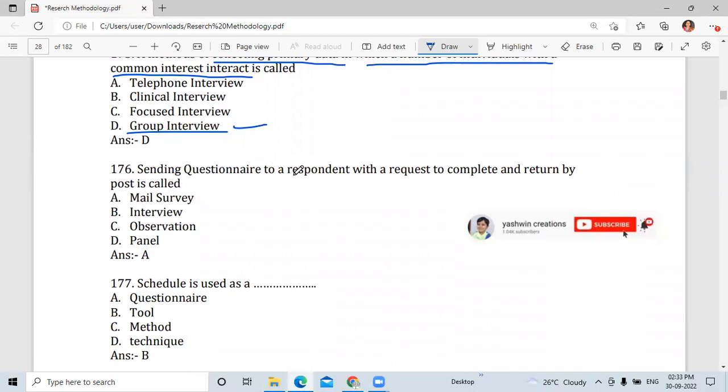Sending a questionnaire to a respondent with a request to complete and return by post is called a mail survey. Okay, it is called a mail survey.